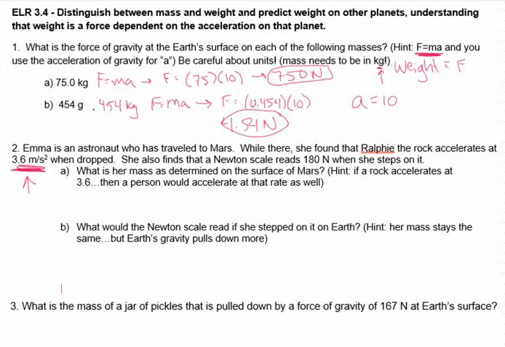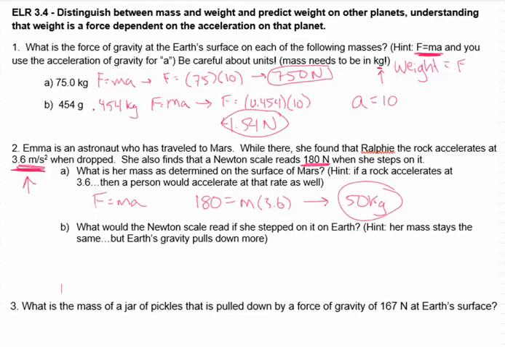So we keep going. She also finds that on a Newton scale, when she steps on the scale, it reads out 180 for her. So the first part of this question is saying, what is her mass? Well, like in the other parts, we're going to be using Newton's second law. For the substituting, we're going to be plugging in for force what her scale reading was, 180. So her force is 180. We don't know her mass, that's what we're solving for. And we were just told that the acceleration on this planet is 3.6. So 3.6. Now we just divide both sides by 3.6, and we're going to get her mass, which works out to 50 kilograms.